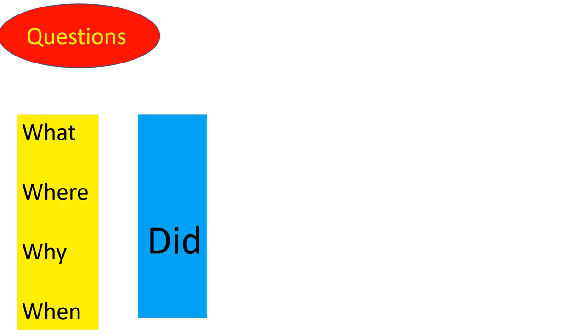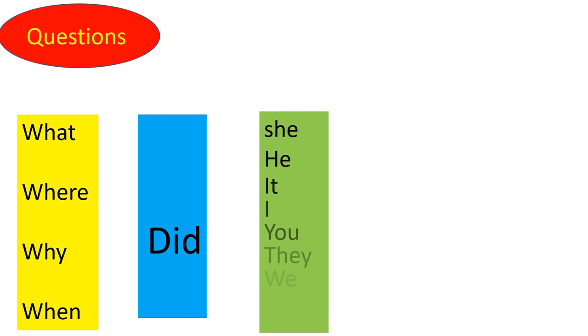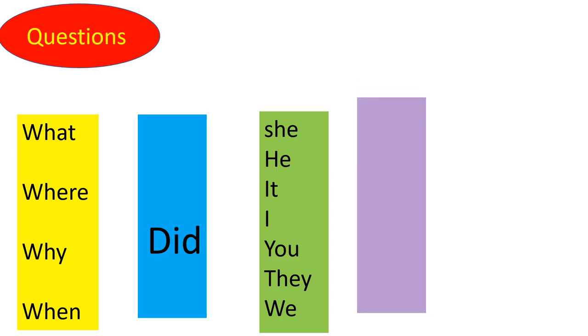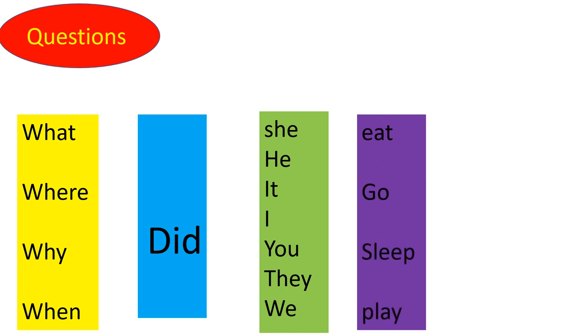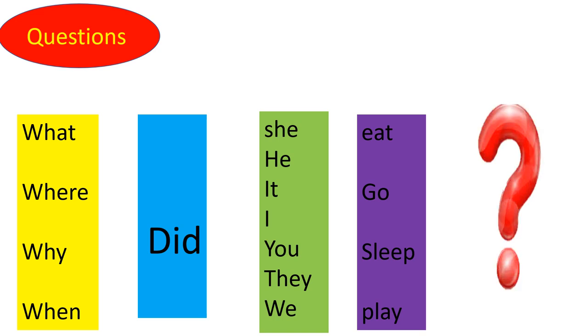Then we add the subject. She, he, it, I, you, they, we. And after the subject, we use the basic verb, the infinitive verb. So the question starts with WH word, then did, then the subject, and then the basic verb, and something important, the question mark. Let us make some questions from this chart.